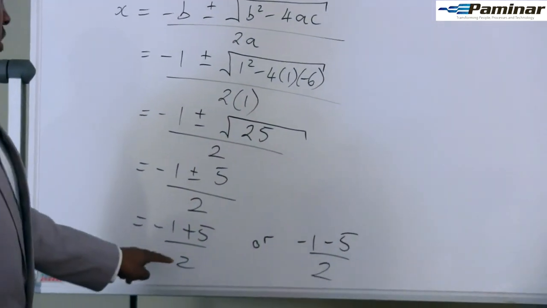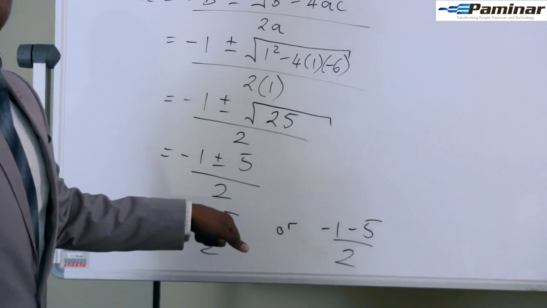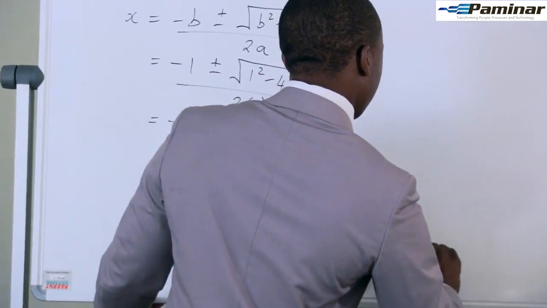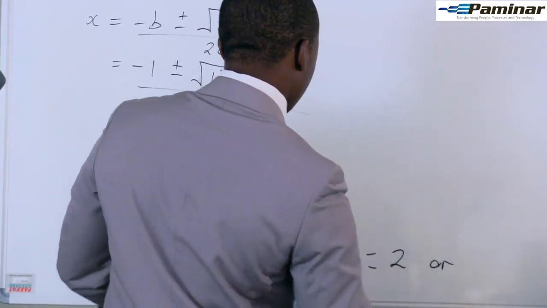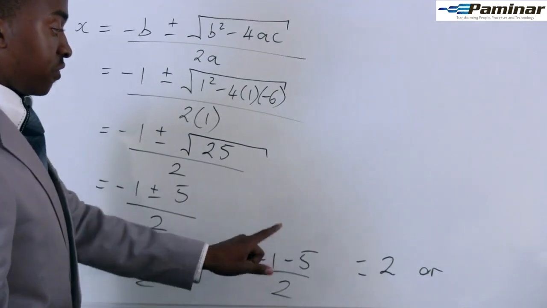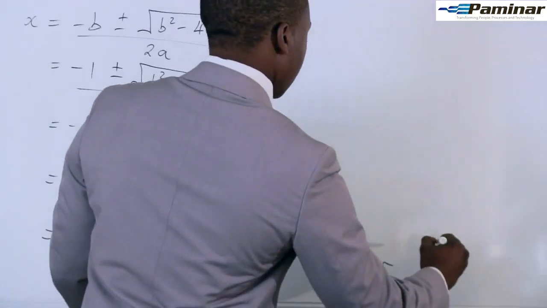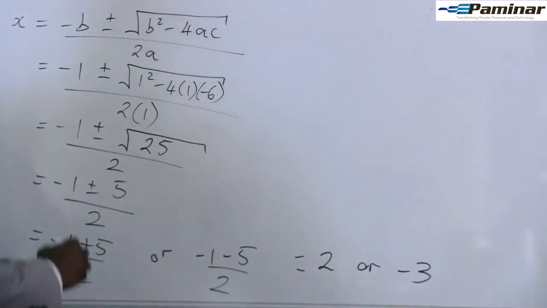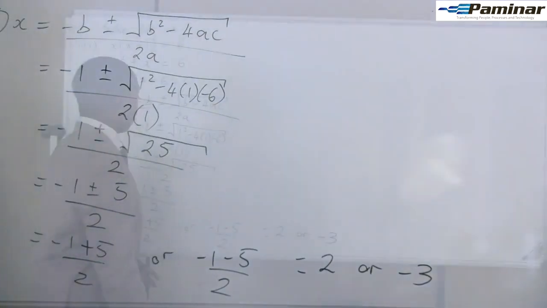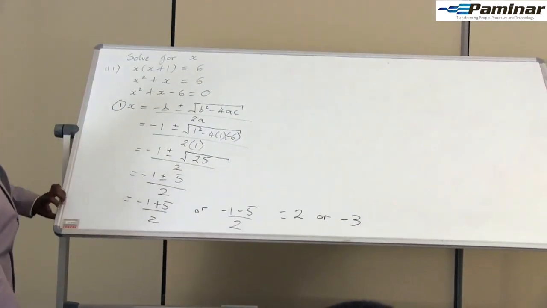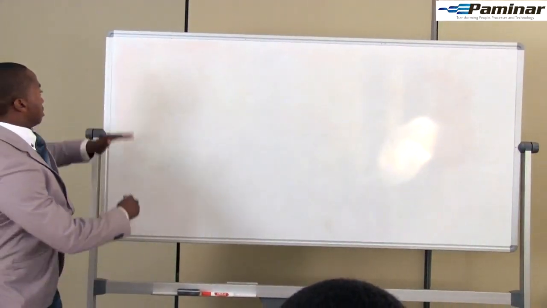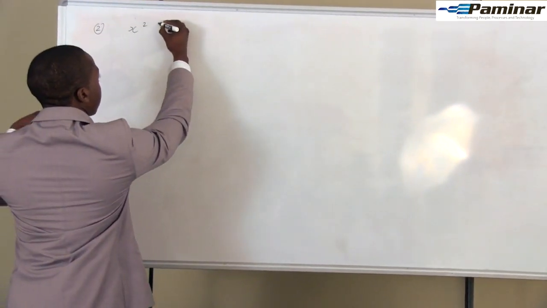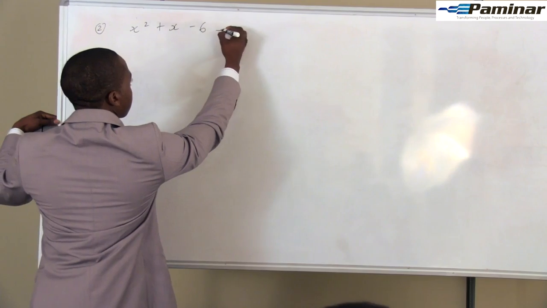Okay, so moving on from here, negative 1 plus 5, that becomes positive 4. 4 over 2 is 2. So our two solutions are 2, or negative 1 minus 5, which is negative 6 over 2, which is negative 3. Okay, so that's our first method. Let's take a look at another method which some students prefer. Okay, so method 2, our equation is x squared plus x minus 6 is equal to 0.